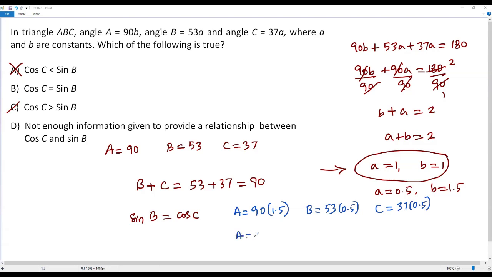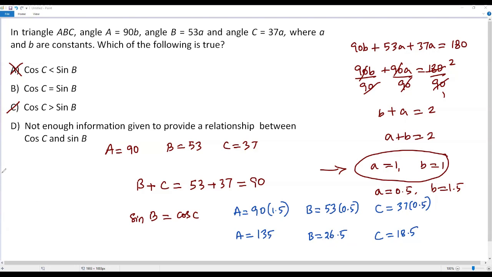Then we get A equals, when I multiply this 90 by 1.5, I am getting 135. And capital B equals, when I multiply this 53 times 0.5, I am getting 26.5. And capital C equals, when I multiply this 37 by 0.5, I am getting 18.5. Now I got the three angles of the triangle: 135, 26.5 and 18.5. Actually, it is an obtuse angle.